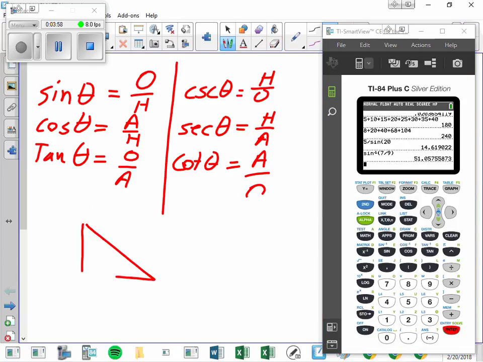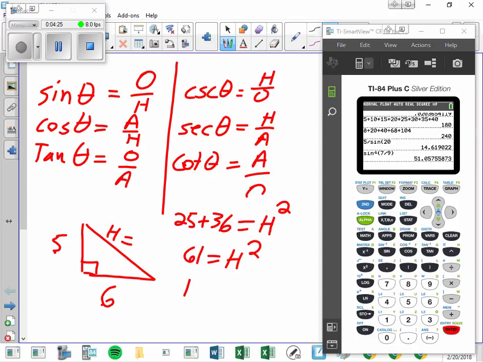So let's say I had a right triangle where I had a 5 here and a 6 here, and I wanted to find h. So a squared is 25, b squared is 36, equals h squared. So 25 and 36 is 61, equals h squared. So h is the square root of 61. Everybody remember that? So I'm just going to write the square root of 61. Let's call this angle theta. What does the sine of theta equal?